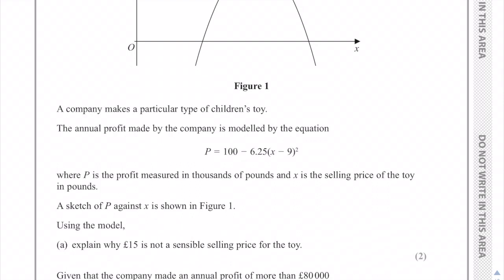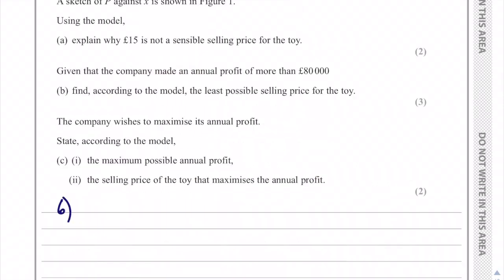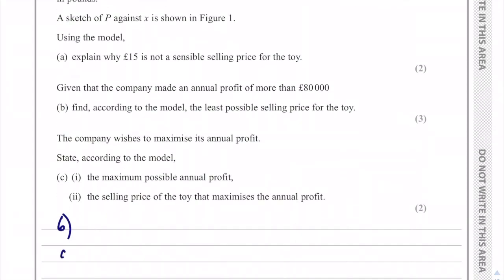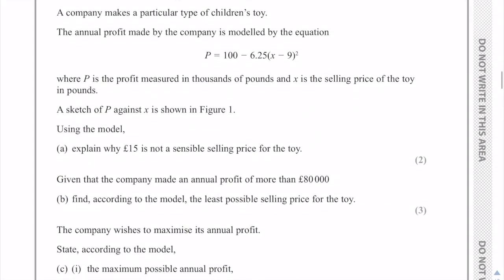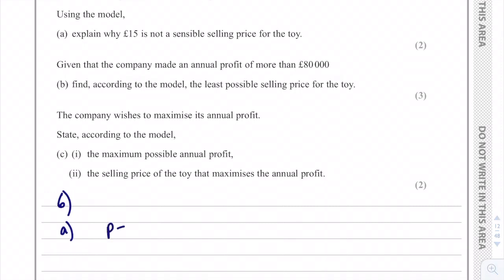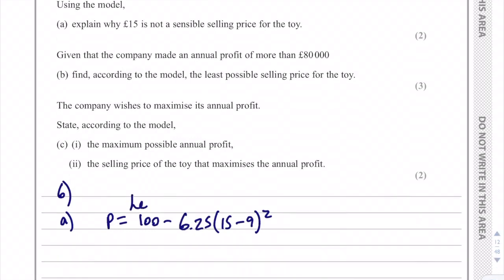The sketch of P against x is shown in figure 1. Using the model, explain why £15 is not a sensible selling price for the toy. Okay, so to work this out, part A is we can use this equation, P equals 100 minus 6.25 all multiplied by x minus 9 squared, and we can work out the profit by substituting in our selling price of £15. If you like, we've let x equal £15.